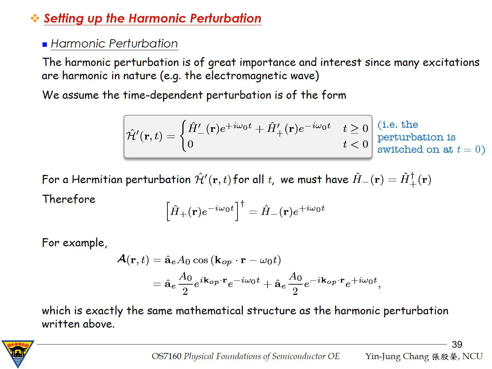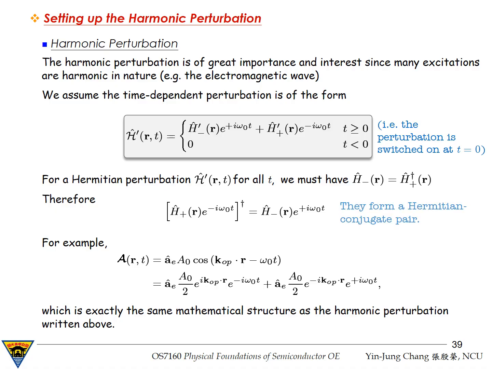Now let me explain why this form is both natural and important. We know that a physically measurable perturbation must be Hermitian, and a real oscillating field is written as the sum of 2 complex conjugate harmonic terms. That's why we do not keep only one exponential term such as e to the minus i omega 0 t by itself. So in the present notation, you may think of these two terms as the two Hermitian conjugate components of a physically real oscillating perturbation.